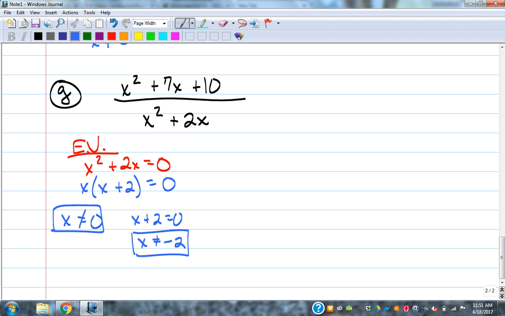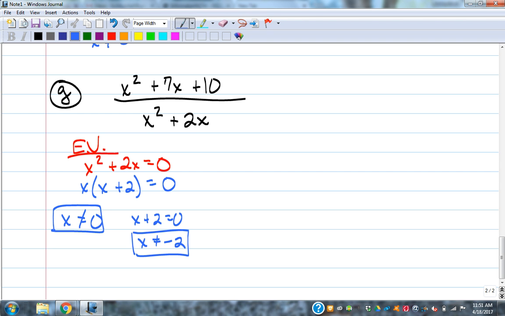Does x squared have anything to do with there being 2? It has everything to do with there being 2. If it was x cubed on the bottom, you'd have 3. So whatever the degree, whatever your exponent on your x is, that should tell you how many excluded values you're going to find. It's exactly tied to that.